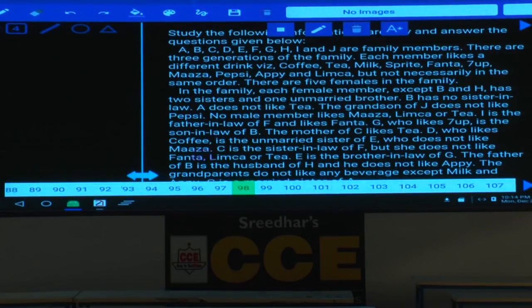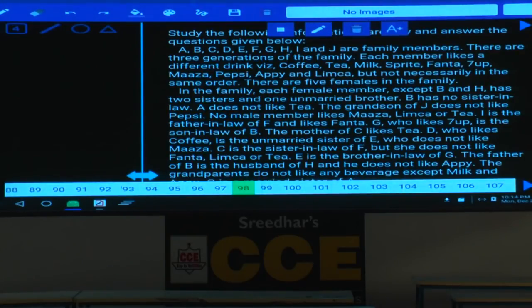Each member likes a different drink like coffee, tea, milk, Sprite, Fanta, 7-Up, Maaza, Pepsi, Appy and Limca, but not necessarily in the same order. And in total there were some 5 females in this family. Among these 10 persons there are 5 females and another 5 are males.